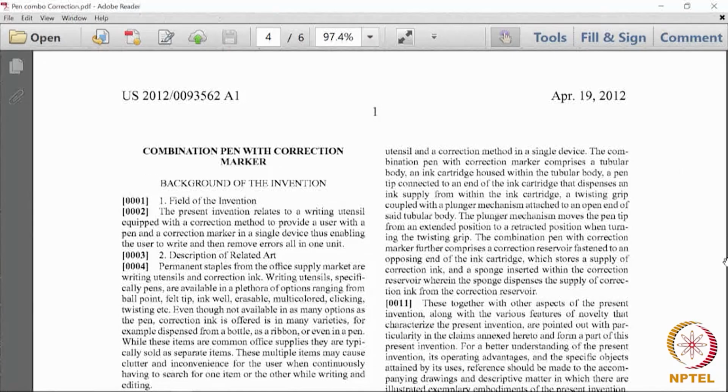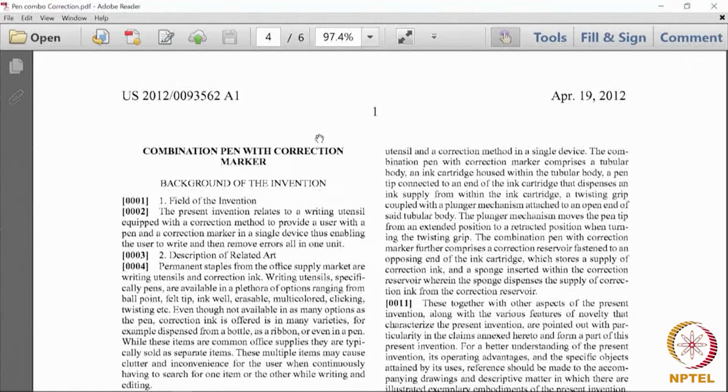Now, the written part. You will find that there is a title, combination pen with correction marker. You can note this number, US 201200935662A1, and you can search it on Google, google.com/patents, which is the patent database search provided by Google, or you could go to the US Patent Office website and search for these numbers, and the numbers will throw up these documents.